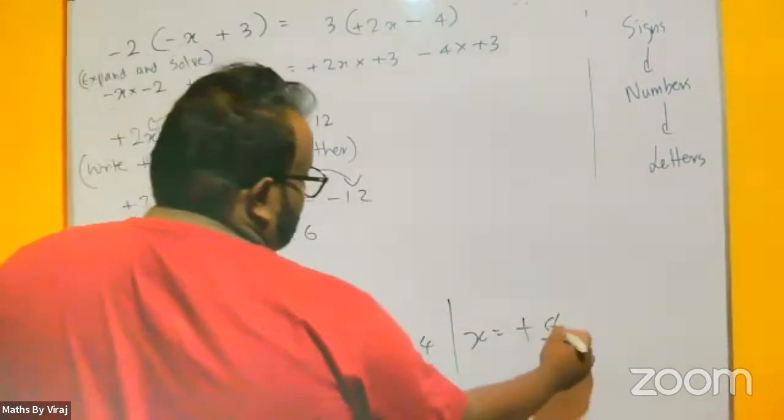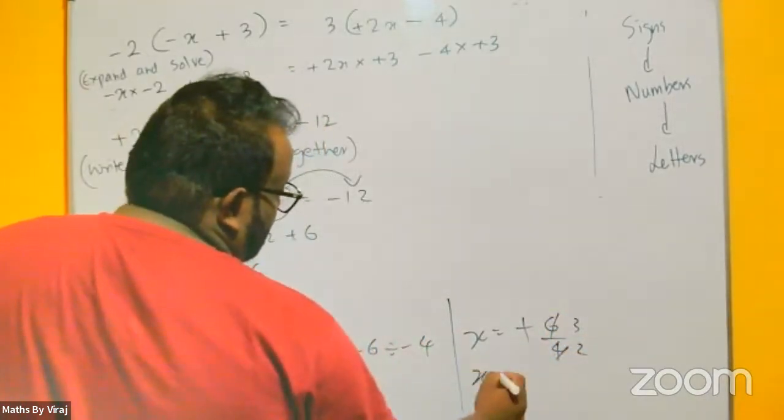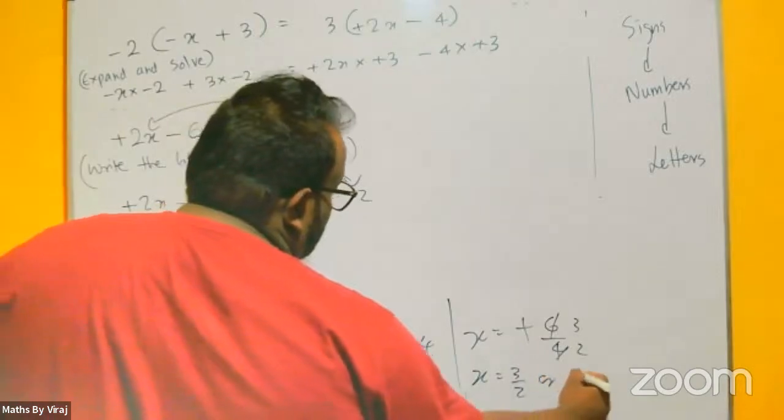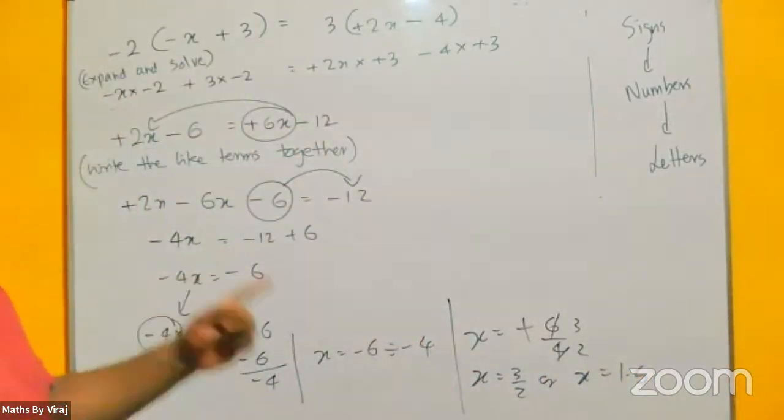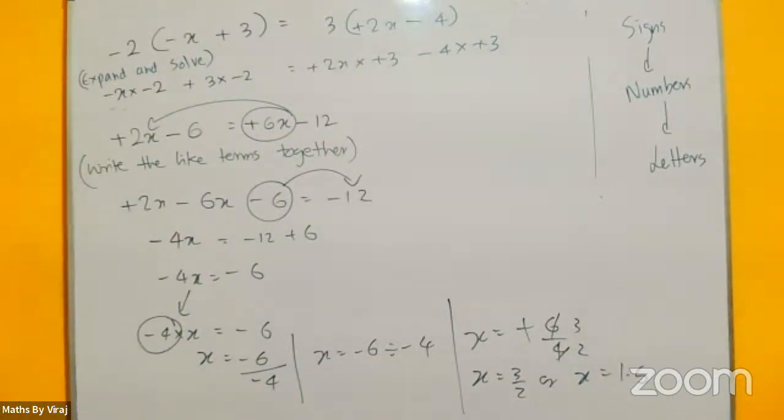Of course, you may leave the answer in the form x over 4. Maybe simplify a little, 3 over 2, or x as 1.5. If we do not specify the symbol, then it is going to be plus.